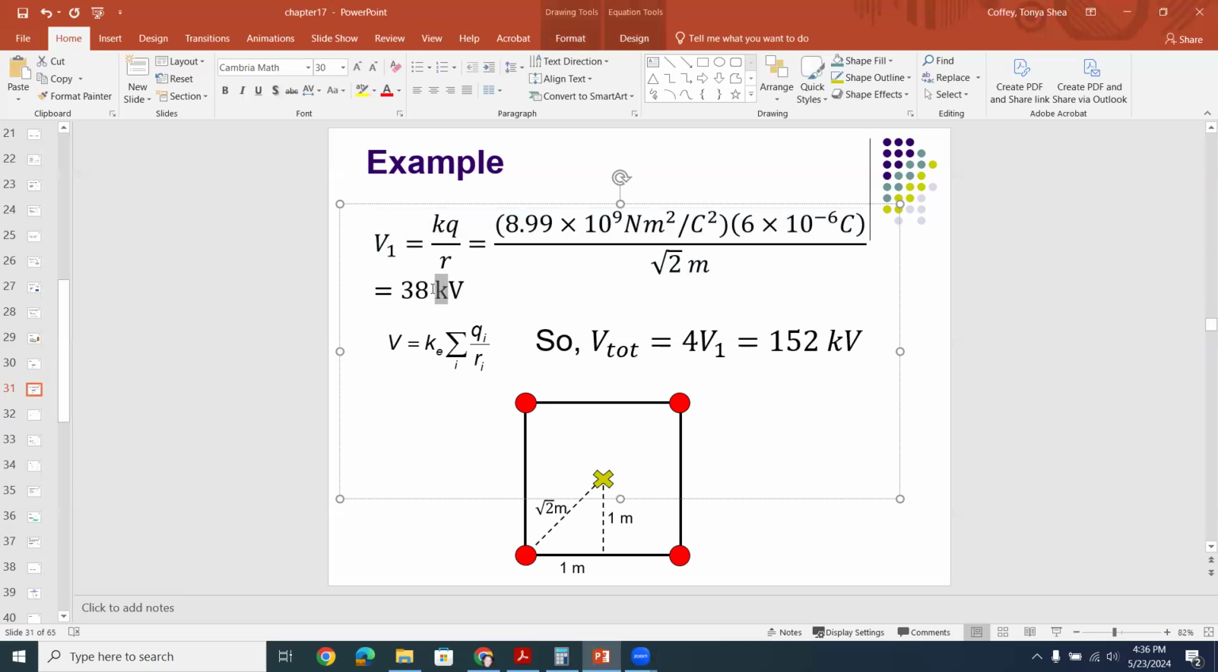Remember, this is the SI prefix for kilo, and kilo means 10 to the 3. So this is 38,000 volts or 38 kilovolts. And then to find the total voltage, you would just multiply the voltage for one charge by 4, because there's 4 charges. And so V total would be 4V1, which is 152,000 volts or 152 kilovolts. Okay, so that's how to do that.